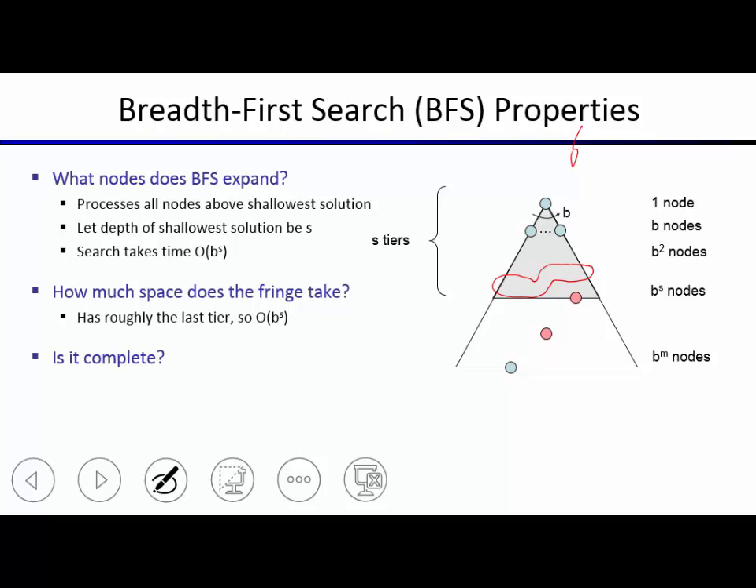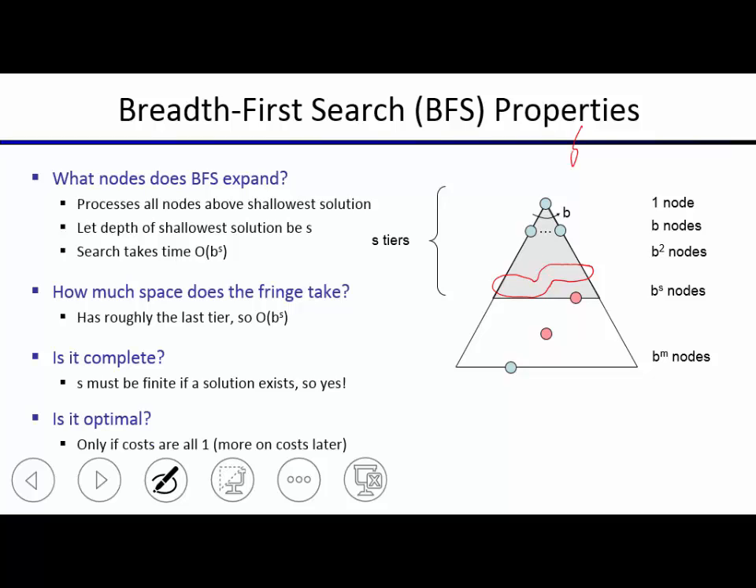Is it complete? If there is a solution with finite depth, it'll find it, assuming some finite branching factor, of course. Is it optimal? Yes and no. It's optimal in the narrow sense that if you want to find a solution that takes the smallest number of actions, it'll find that. But if your actions don't all have equal cost, it's not considering the cost of actions, and so it's not optimal in the most general sense of optimal.